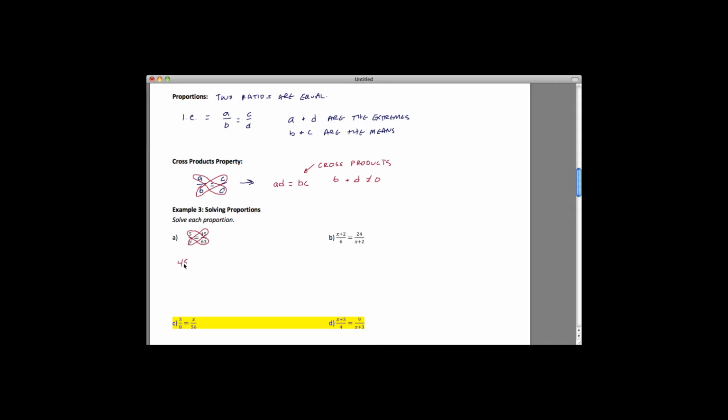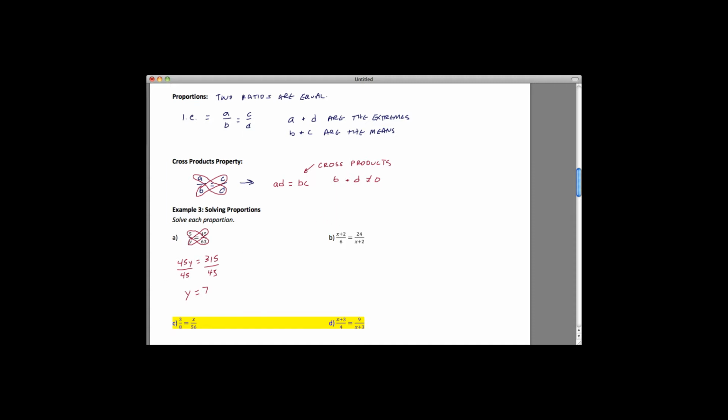So 45y is equal to 5 times 63, which would be 315. And we'll divide by 45 on both sides. So we end up with y is equal to 7. So 5 over 7 is 45 over 63. That's what they reduce to one another.